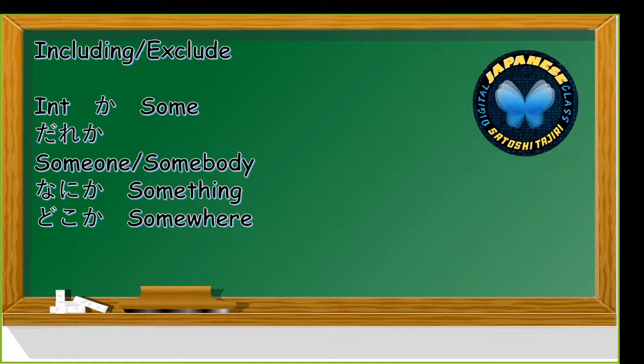How about our itsu? Itsu is when, then we add ka, it becomes now someday. Someday. We don't say "some when."